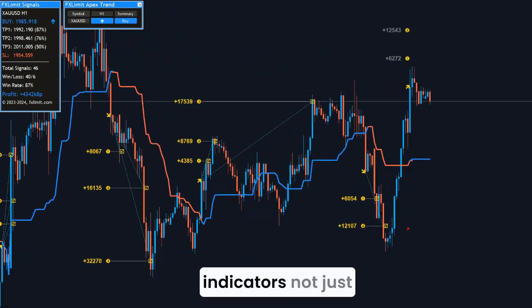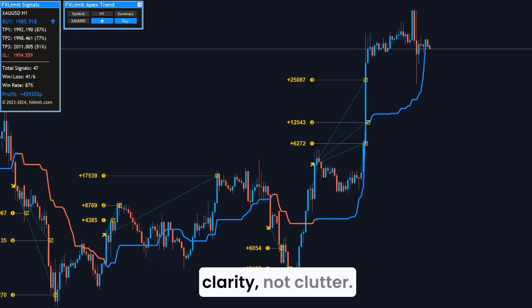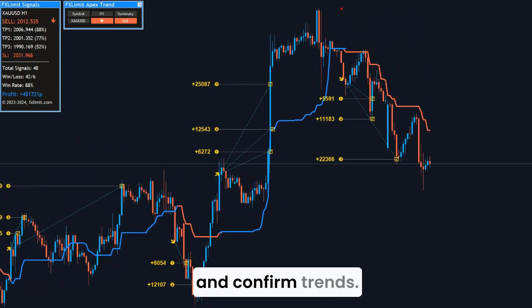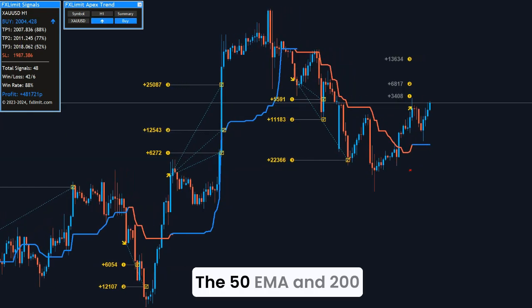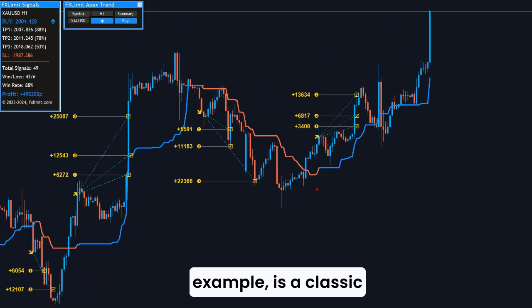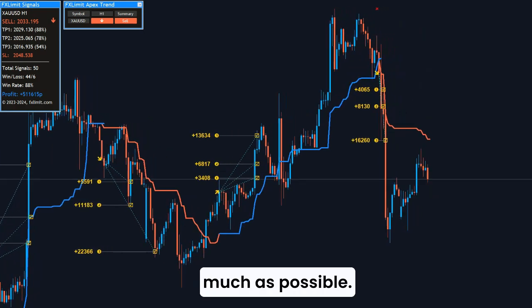Now, let's touch on indicators, not just any indicators, but ones that add clarity, not clutter. Moving averages can help smooth price action and confirm trends. The 50 EMA and 200 EMA crossover, for example, is a classic for a reason. But you want to avoid lag as much as possible.